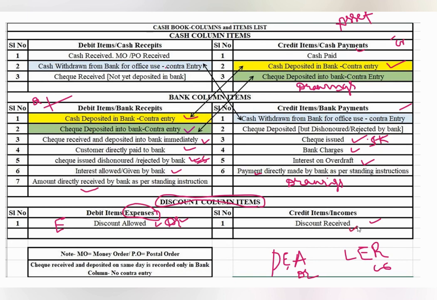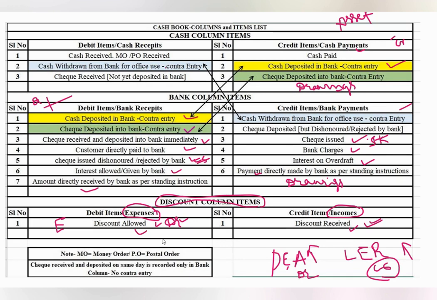And discount received. Received is an income, a kind of income, not a revenue. That should be recorded on the credit side. When we are receiving a discount, it is increasing our income. So discount allowed should be recorded on the debit side. Discount received should be recorded on the credit side.